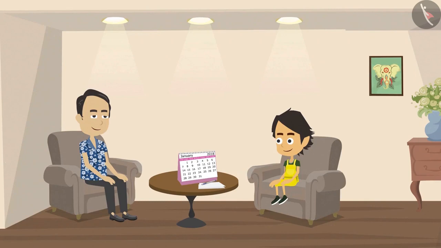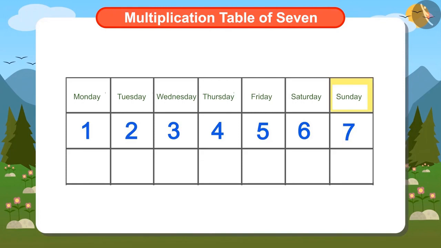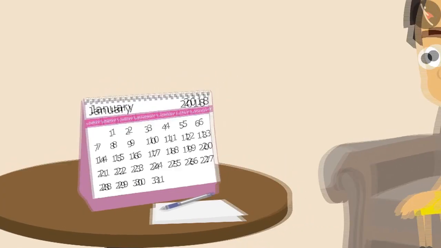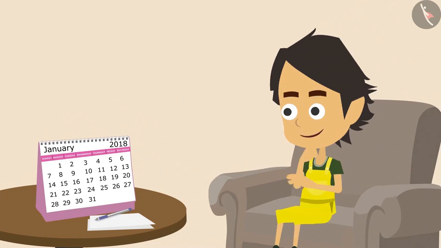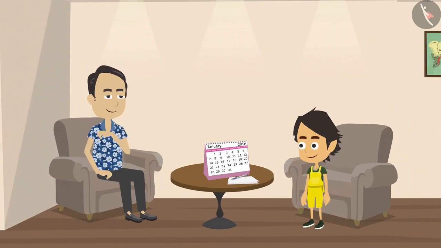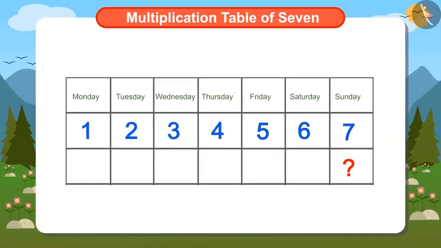Ayushman's father asked one more question. If today the date is 7th and the day is Sunday, what will be the date on next Sunday? This can be answered immediately by looking at the calendar. Thinking this, Ayushman gets up to bring the calendar. But Papa wants Ayushman to tell next Sunday's date without looking at the calendar.